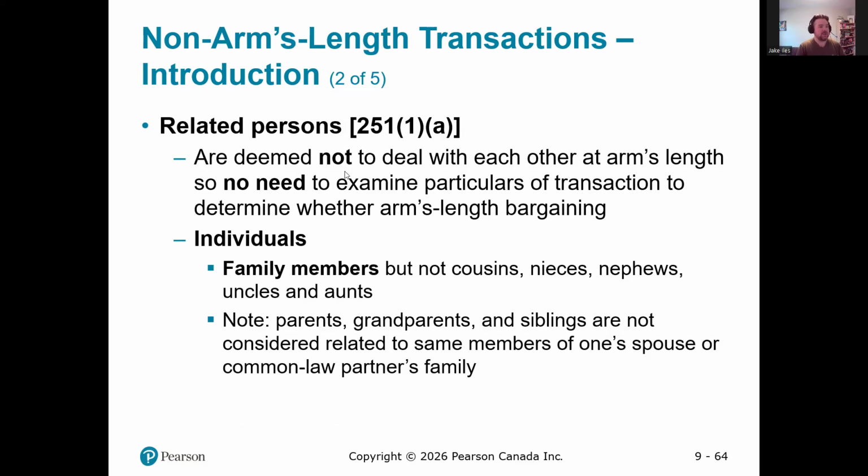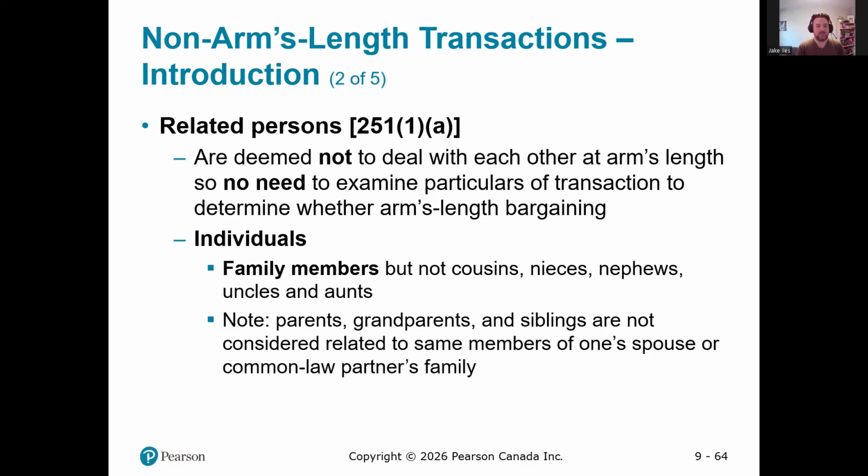Related persons are deemed not to deal with each other at arm's length, so there's no need to examine particulars of the transaction to determine if there's arm's length bargaining. Related individuals include family members, though not necessarily cousins, nieces and nephews, uncles and aunts. The rules around non-arm's length transactions look at immediate family: siblings, parents, children, grandparents, grandchildren. So it looks at that immediate familial environment. But that's not to say that cousins, nieces, nephews and aunts can't be non-arm's length transactions. It just means that they're not immediately considered non-arm's length by default.